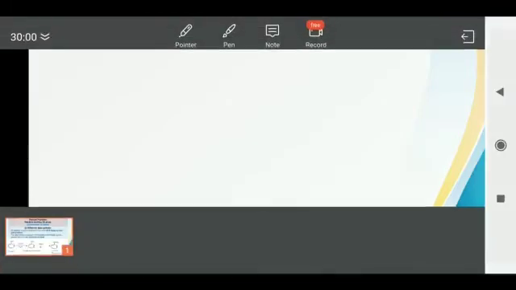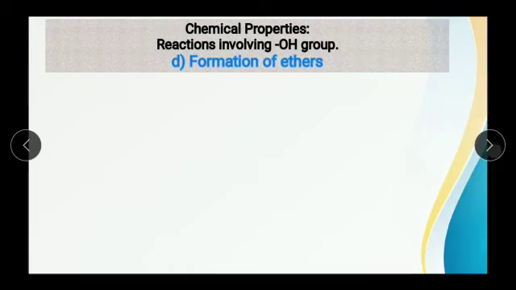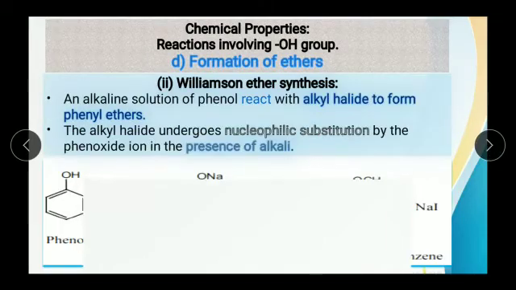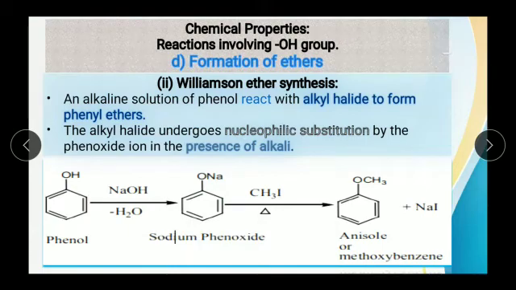Formation of ethers. Williamson ether synthesis. An alkali solution of phenol reacts with alkyl halides to form phenyl ether. The alkyl halides undergo nucleophilic substitution by the phenoxide ion. What is phenoxide ion? C6H5O- in the presence of alkali. This is named as formation of ether, Williamson ether synthesis.